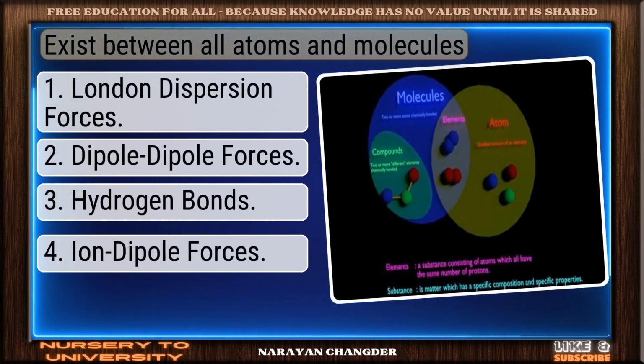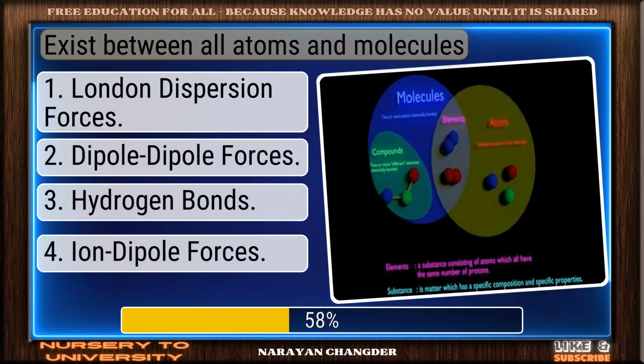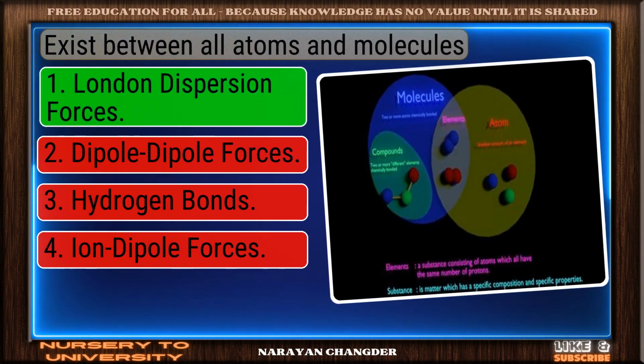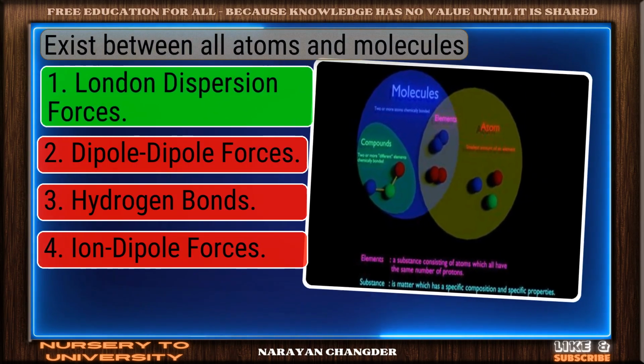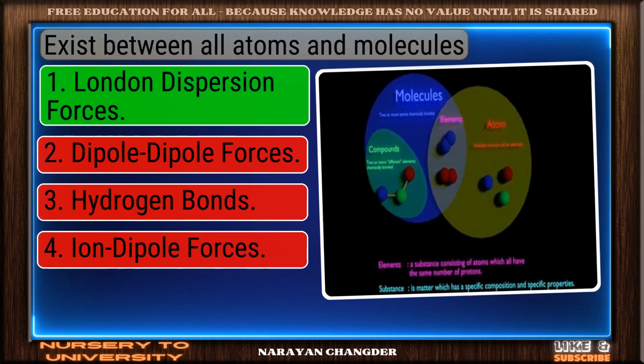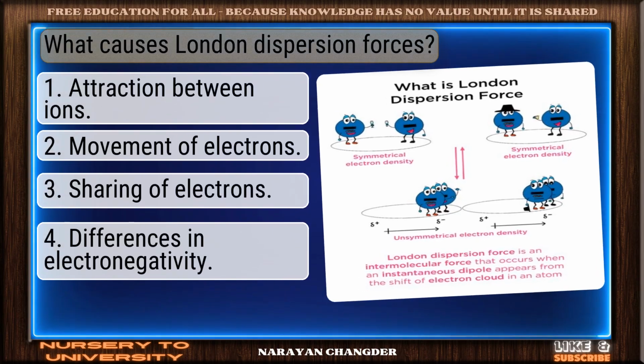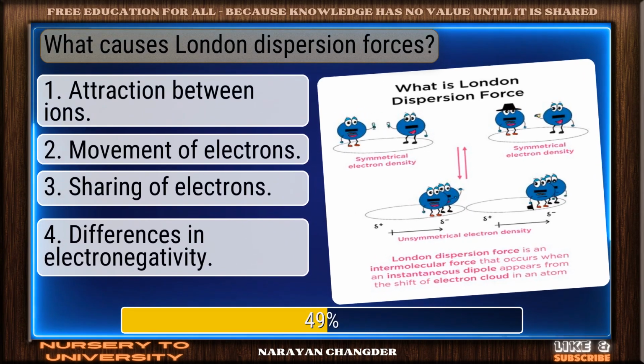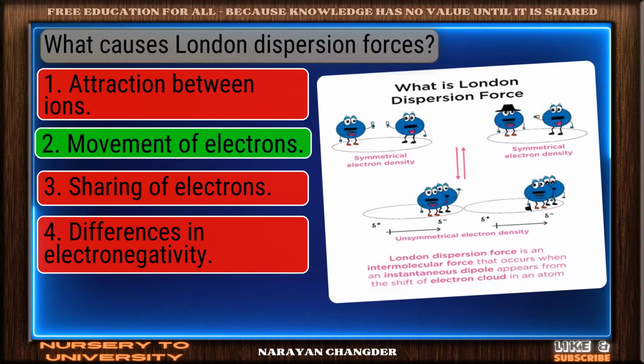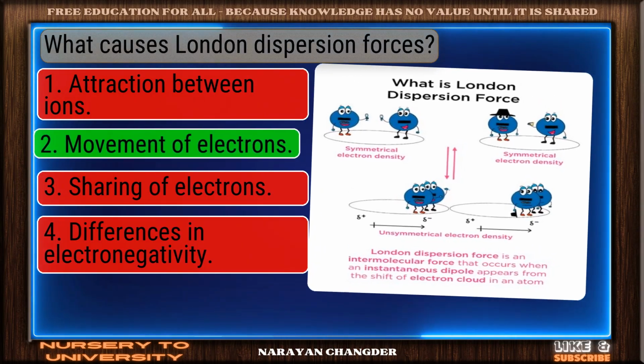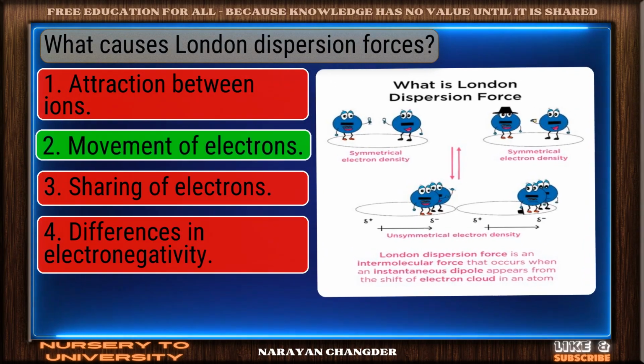Exists between all atoms and molecules. Correct response. London dispersion forces is the most accurate answer. What causes London dispersion forces? Well reasoned. Movement of electrons is the correct choice.